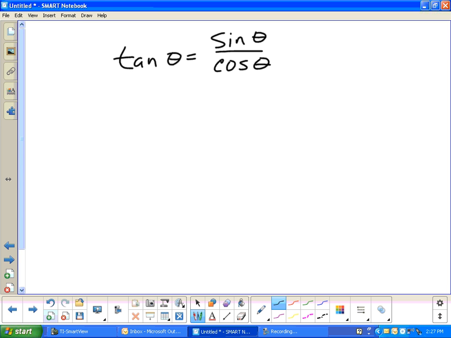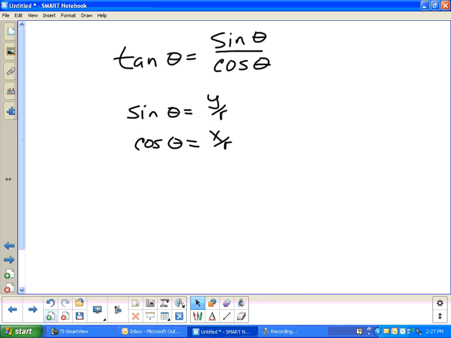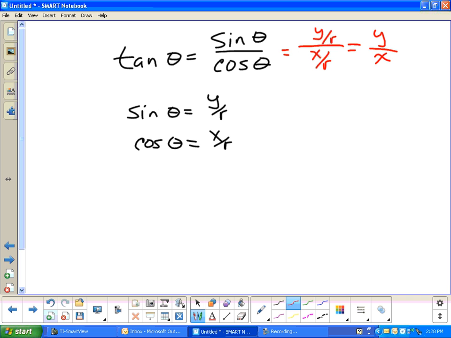And as a proof, you know that the sine of theta is y over r, and cosine of theta is x over r. So when I take y over r for sine and divide it by x over r, again, I've got fraction division, so you flip and multiply, and you'll see that you get y over x. The r's will cancel out, because you have y over r times the reciprocal r over x. The r's cancel, leaving you with y over x. And the definition of y over x is tangent. Nope, you don't have to be able to prove it.